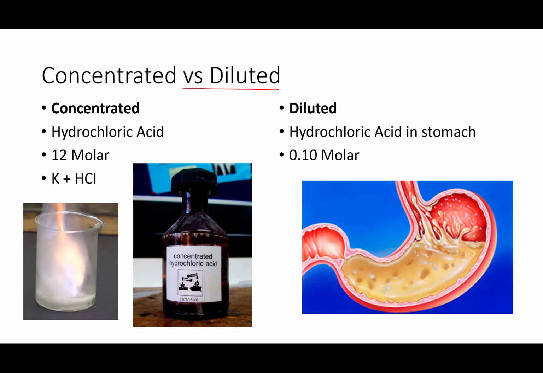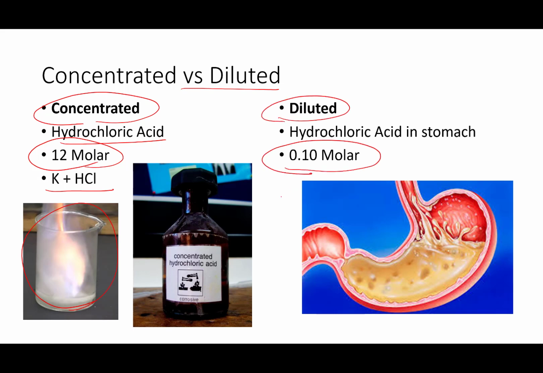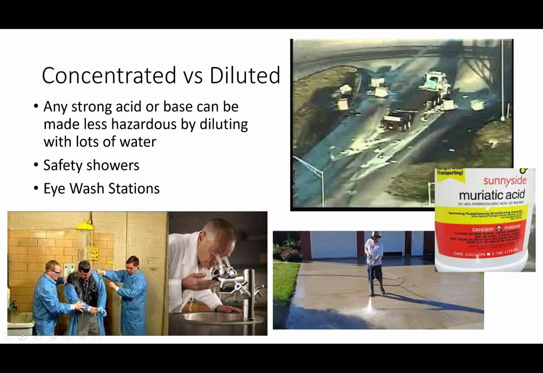Here's another example. Concentrated hydrochloric acid has a molarity of about 12 molar. Concentrated hydrochloric acid with potassium, you mix the two together, you're going to get an instant flame. But you carry around within your stomach about a 0.1 molar solution. This is just a much more diluted version. So there's a difference between strong and weak and concentrated and diluted. You can make any strong acid or base less harmful by diluting it with lots and lots of water.